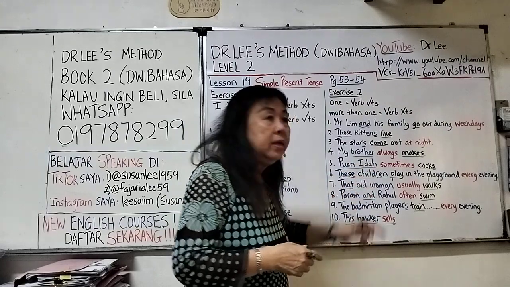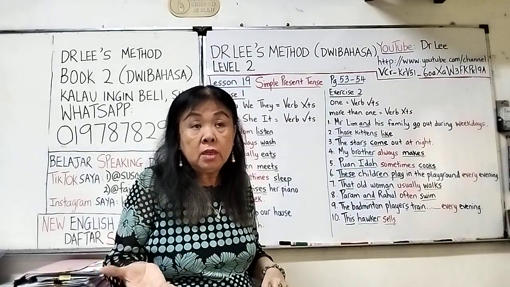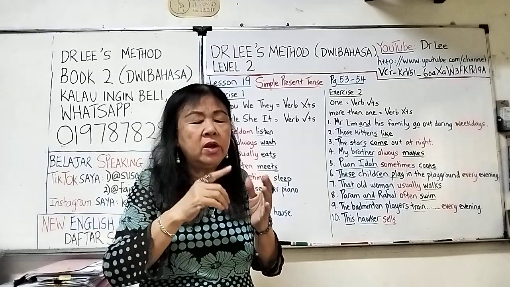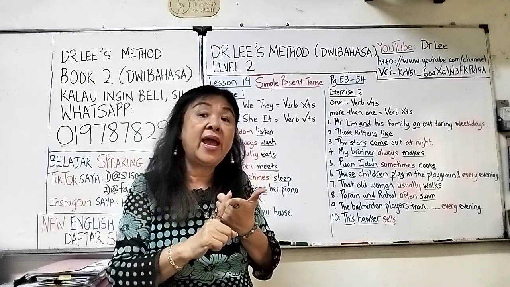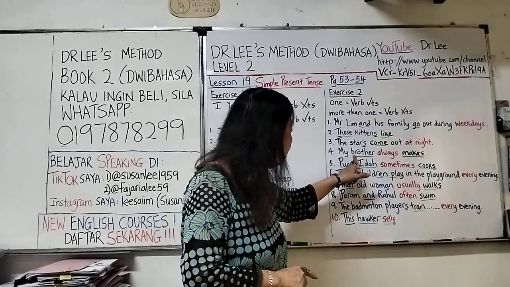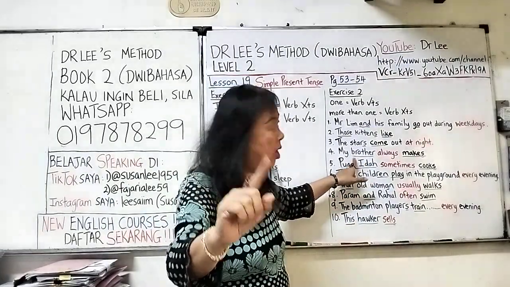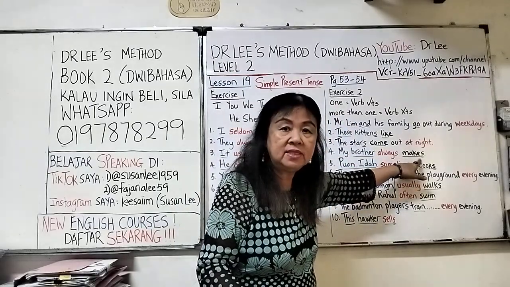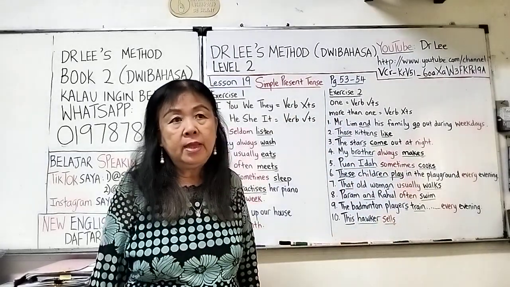My brother, no S. No S to the person, no S to the verb, no S to the animal, no S to the thing, no S to the place. That means we mean one. When we mean one, the verb you must put S next.